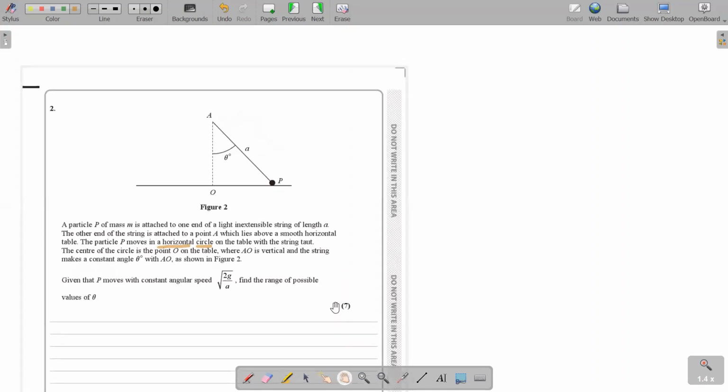So in a horizontal circular motion, there are two things to do. Only two things. What is it? In a horizontal circular motion, your forces are in vertical equilibrium, and the other thing you do is you apply F equals ma towards the center of the circle. Can you tell me what are the forces acting on this object? Normal reaction. You have the normal reaction.